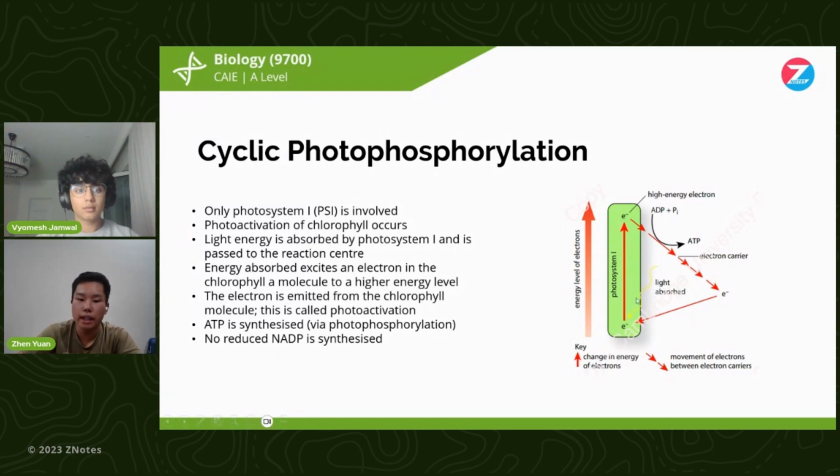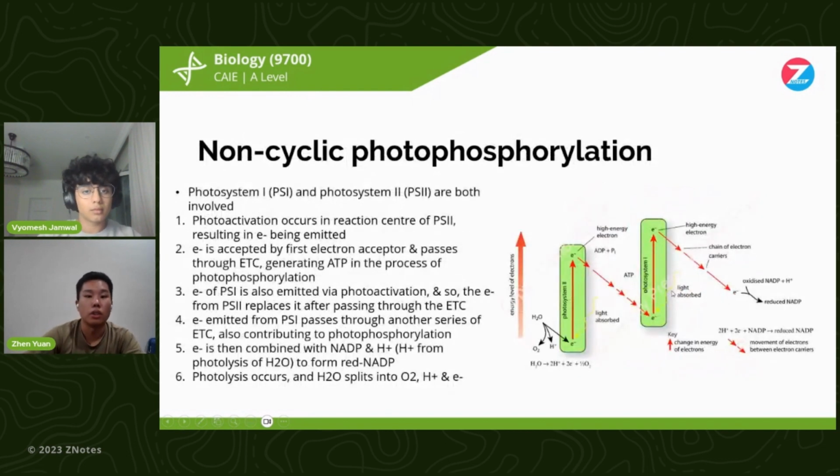But in this case, in cyclic photophosphorylation, you can see that your electron is actually replaced by itself. It's a cyclic photophosphorylation. See, your electron, after it's emitted and passed through your electron transport chain, actually returns to your reaction center. But that is not the case in non-cyclic photophosphorylation. So what occurs in non-cyclic photophosphorylation?